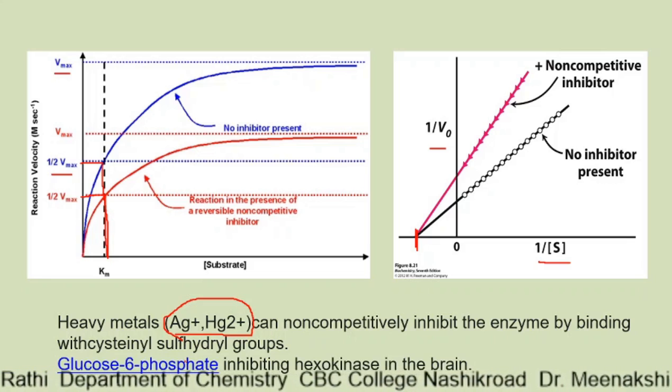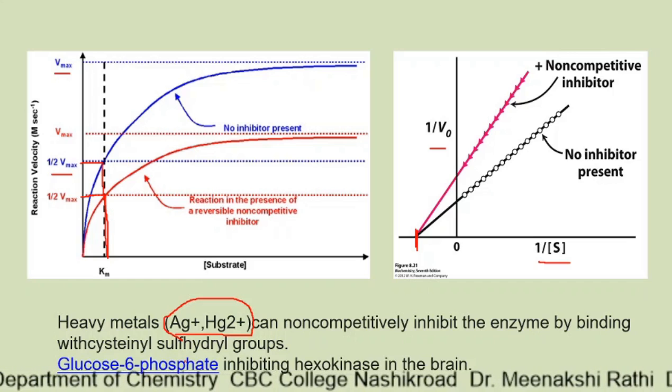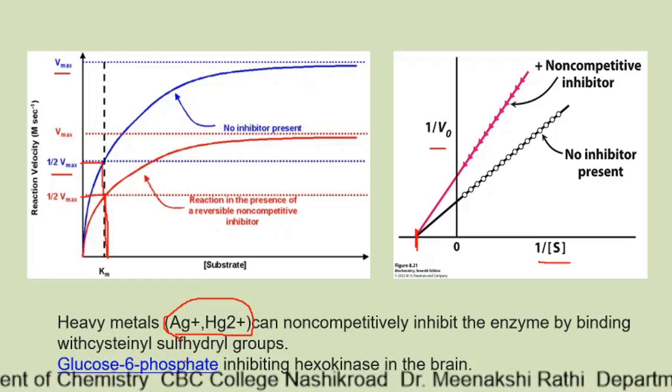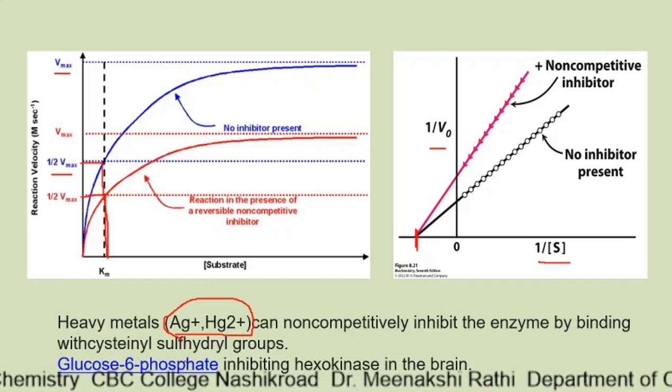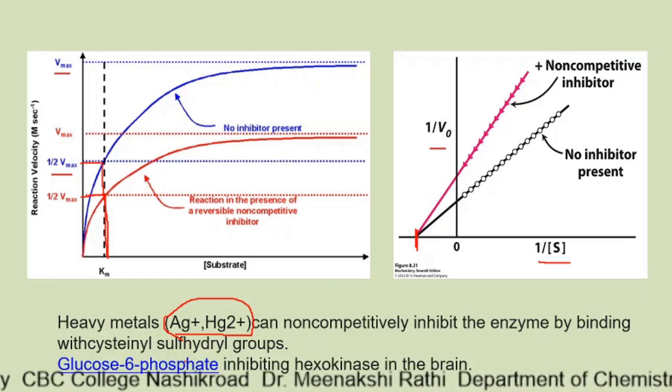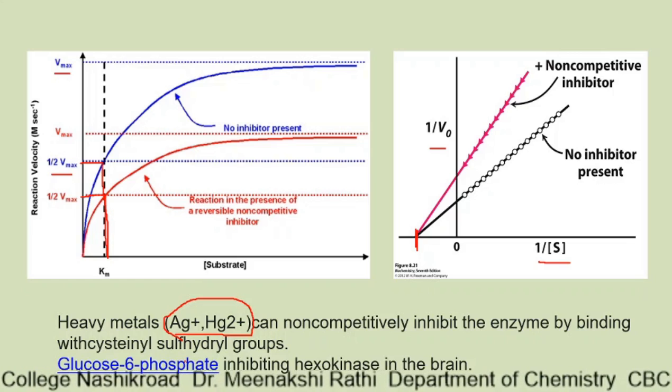Glucose 6-phosphate inhibits the hexokinase enzyme in the brain, and this inhibition is also non-competitive inhibition.